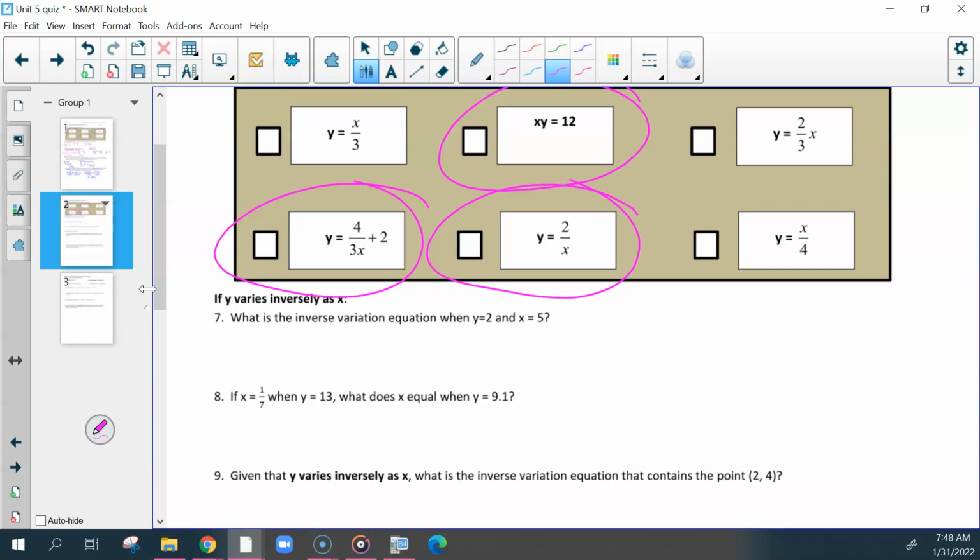For number 7, you need to find the inverse equation. So this is very much like the first one on the direct. To find our k value, we need to multiply these two. So we know our k value would be 10. And then once you get that 10, your equation needs to be y equals 10 over x. So again, I needed to see how you found k, your value for k, and your equation. Do we have any questions for number 7?